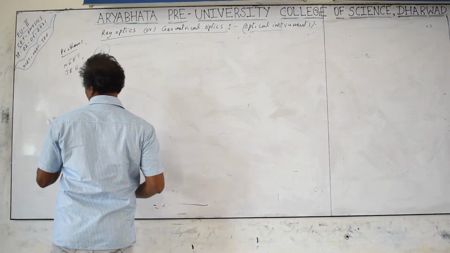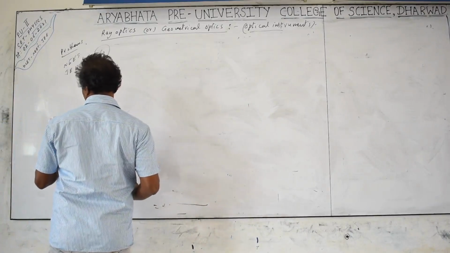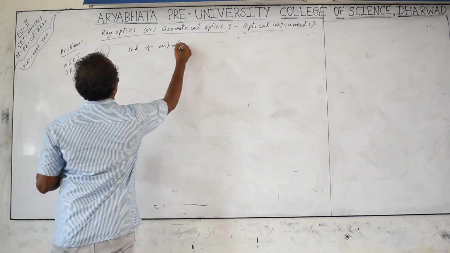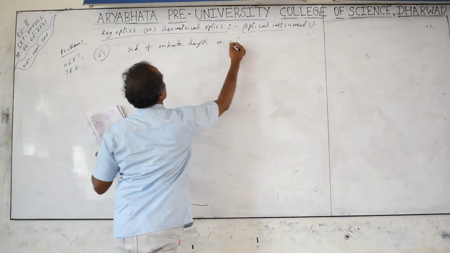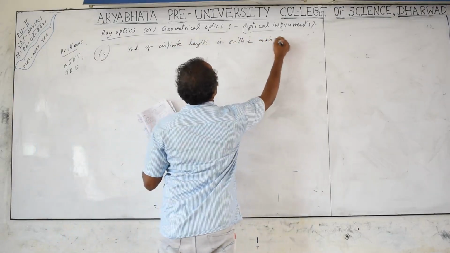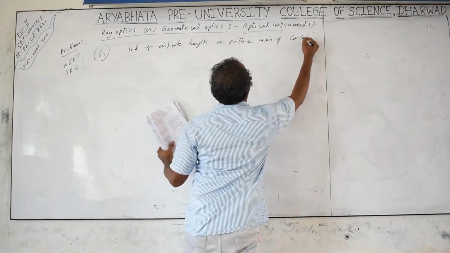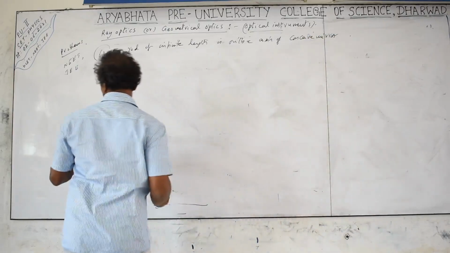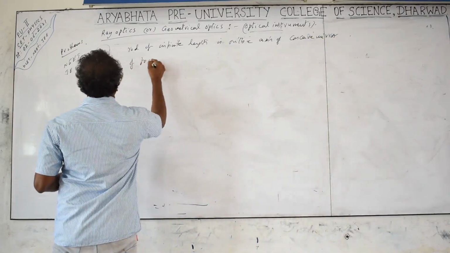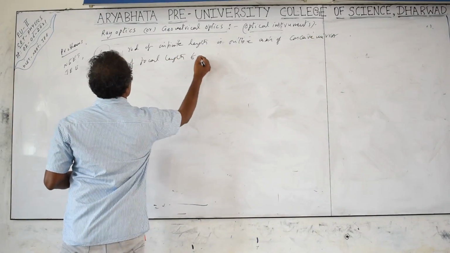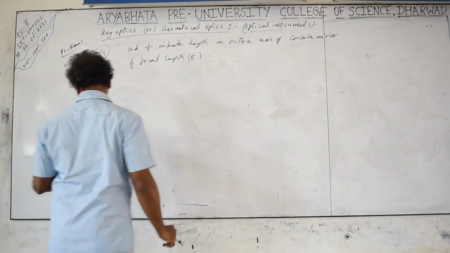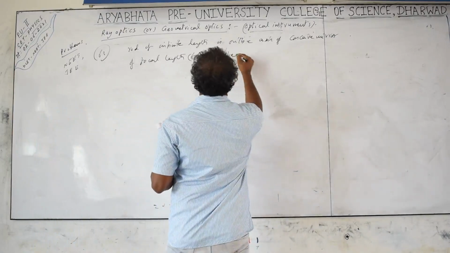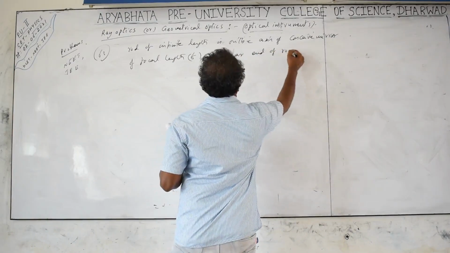A rod of infinite length is on the axis of a concave mirror of focal length f. The near end of the rod is at a distance u greater than f.